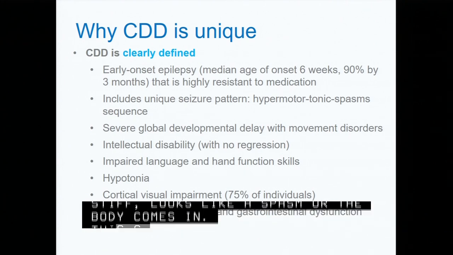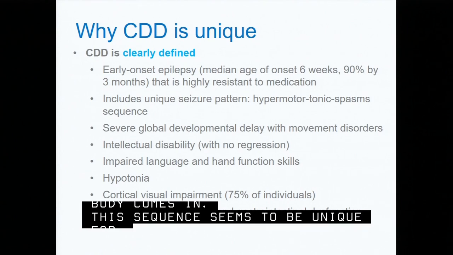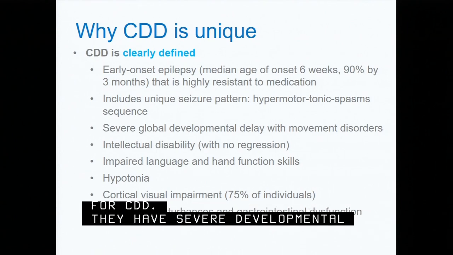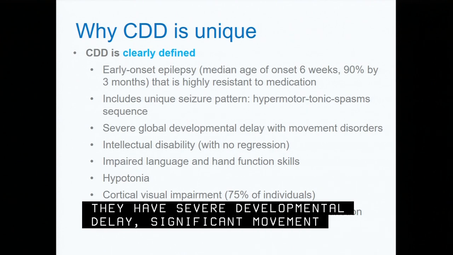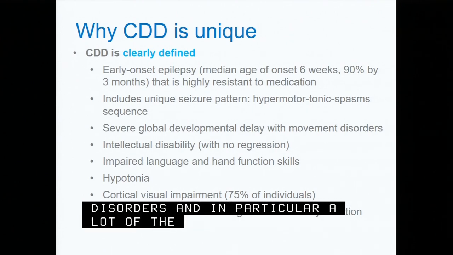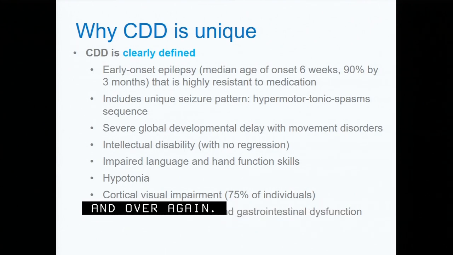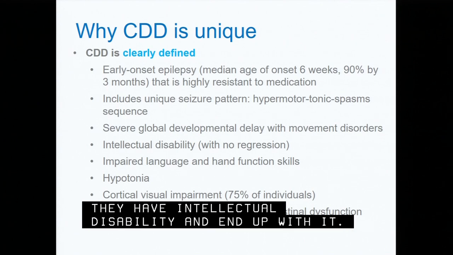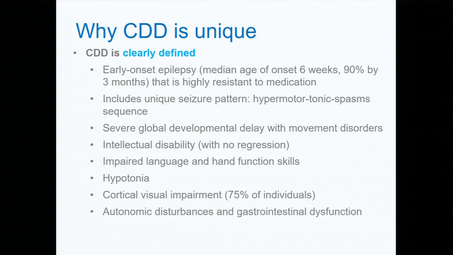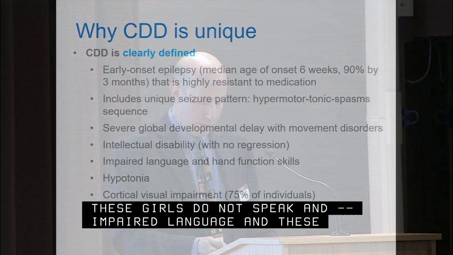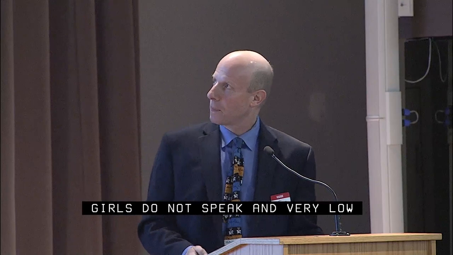They have severe global developmental delay, significant movement disorders, and particularly, a lot of these girls will cross their legs back and forth over and over again. They have intellectual disability, or ultimately end up with intellectual disability, with impaired language, these girls do not speak, and impaired hand function. They have decreased or minimal use of their hands, very low tone, cortical visual impairment, and then other systemic dysfunction.